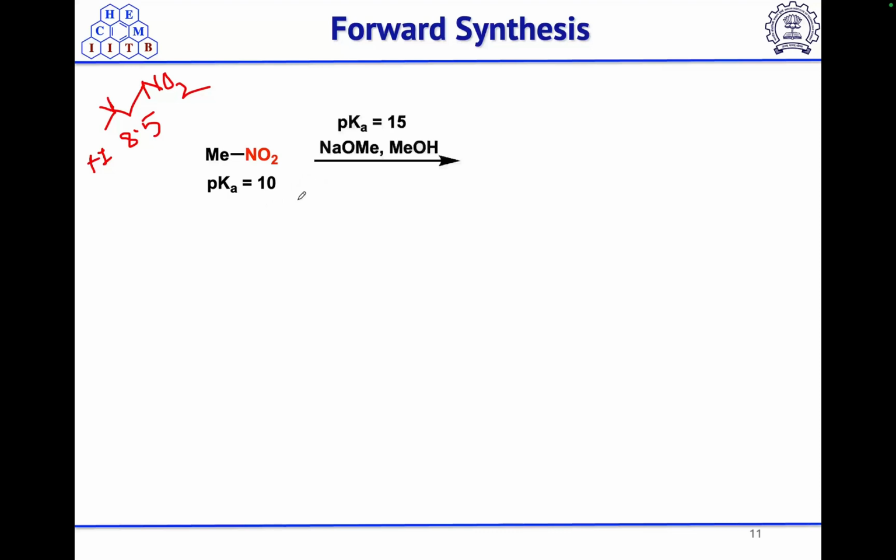So we can use sodium methoxide. The pK value of the corresponding conjugate acid of methoxide or ethoxide is almost 15 or 16, right? So this base is sufficient to abstract this proton from nitromethane. So if we take nitromethane and sodium methoxide in methanol, we can easily abstract the proton from here, so we can generate the carbanion.